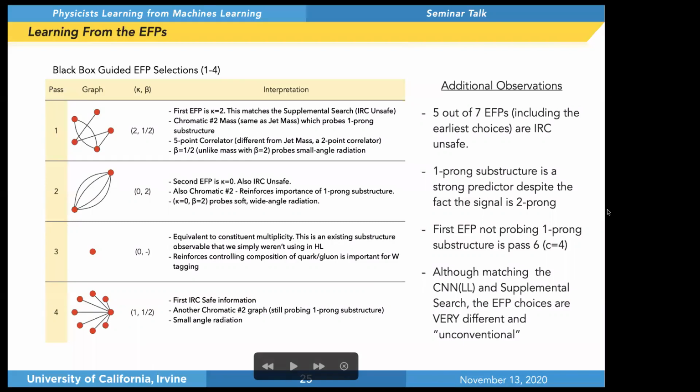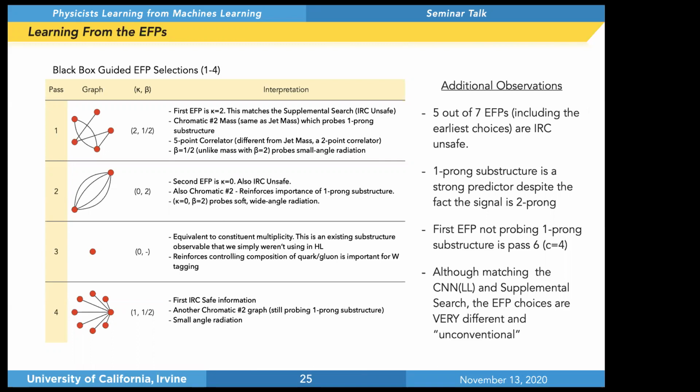And you can go through each of these graphs one by one and interpret them, but taking a wider view of it: of the 7 EFPs it picks, only 2 of those were IRC safe, which is something you would generally not choose to be the case, but the algorithm chose those things.